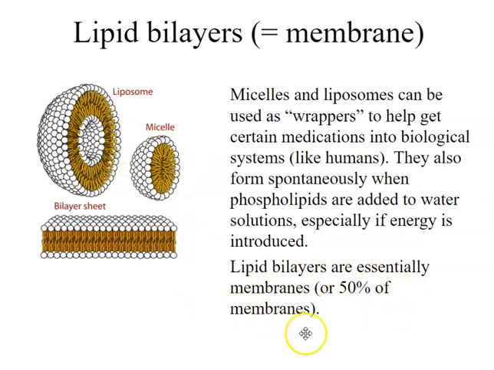Lipid bilayers make up about 50%, maybe a bit more, of the mass of any cell membrane. So the other stuff that's in cell membranes is largely protein-based.